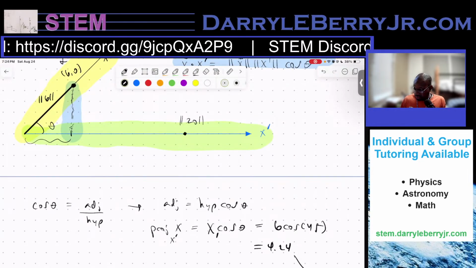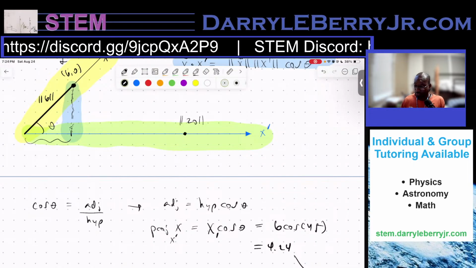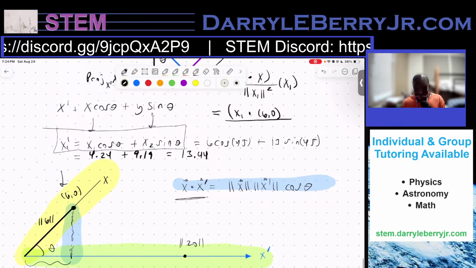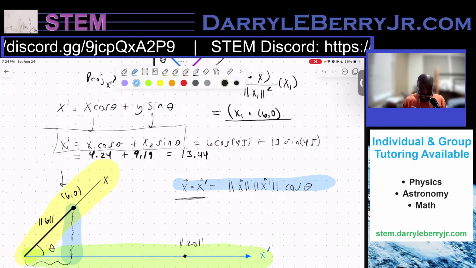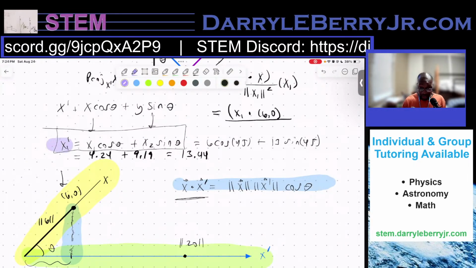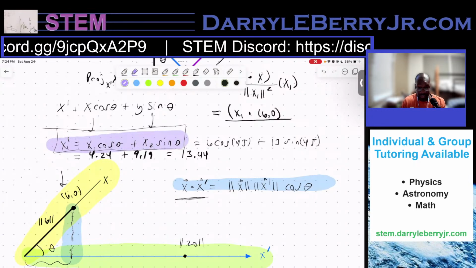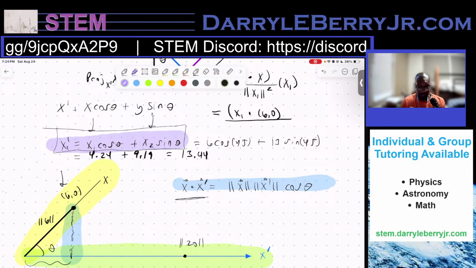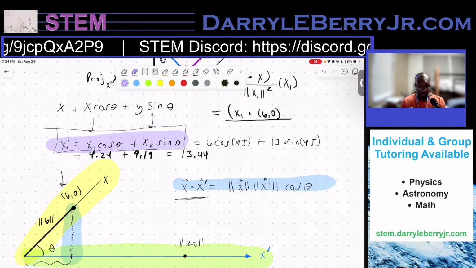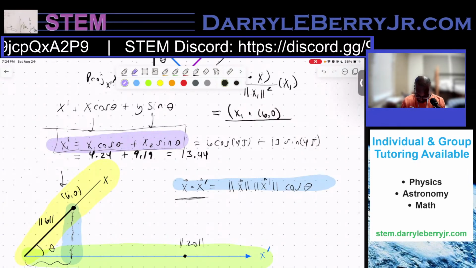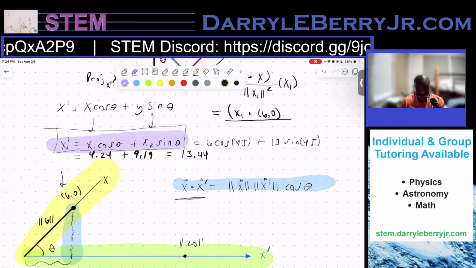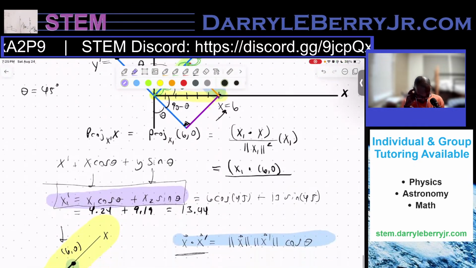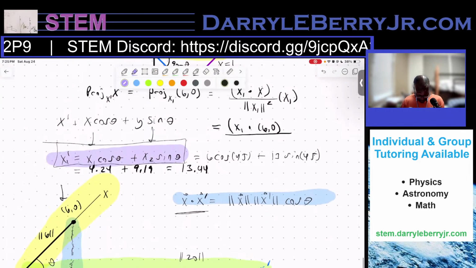So let's go to the book and see what they say about this. Now it gives us this equation, x1 prime equals x1 cosine theta plus x2 sine theta for y. Forgot I set this up so theta is 45. Well, in this case, we do have theta.